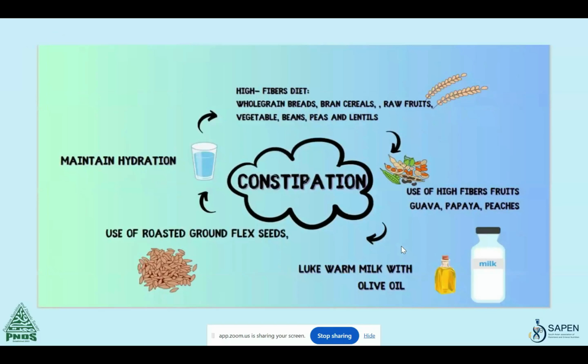As I said earlier, palliative care is basically symptom management and the improvement of quality of life, and to provide the patient with ease and comfort. For constipation, these are all basic guidelines. We have to offer high-fiber foods, and we have to maintain hydration. Lukewarm milk with oil can also be beneficial for it, and high-fiber fruits within the limitations of the treatment.